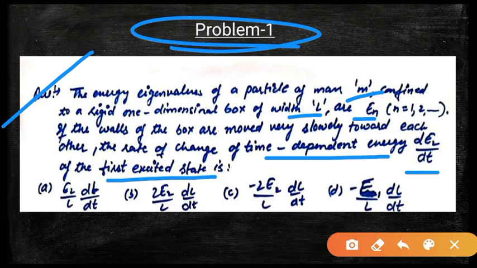सो नाउ अगर हम इस प्रॉब्लम की बात करें तो यहाँ पे हमें वन डिमेंशनल बॉक्स का सिस्टम दे दिया जिसकी विड्थ L है और उसमें पार्टिकल है, उसका मास m है and energy is En. And the next thing is the walls of the box are moved very slowly toward each other. That means L is changing with time. And here we have to find out the value of dE2 upon dt. And here E2 is the first excited state. And these are 4 options.